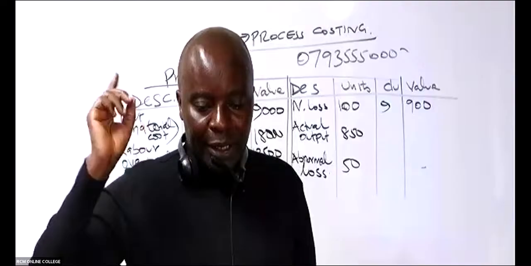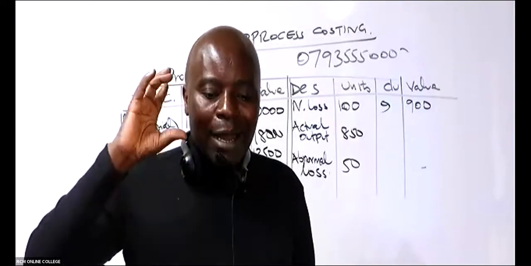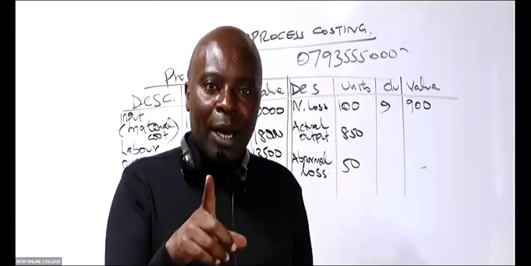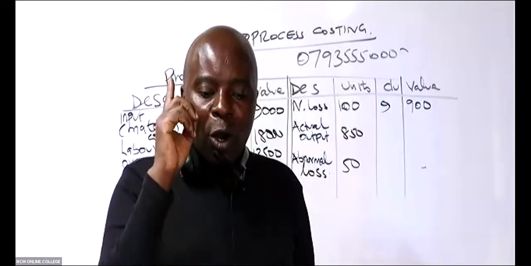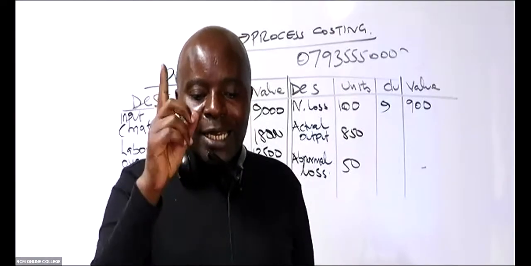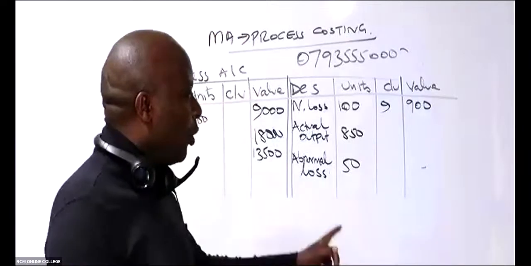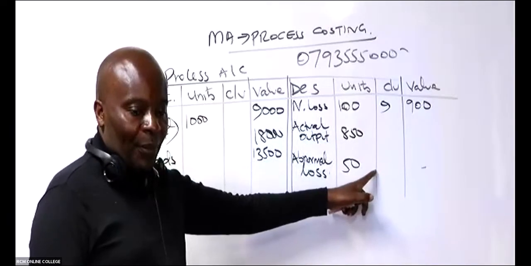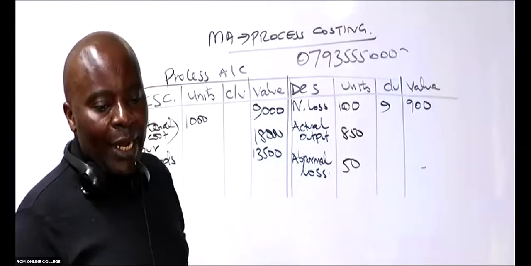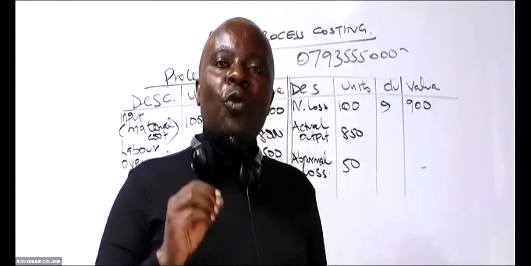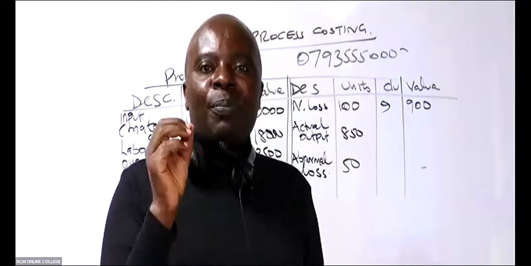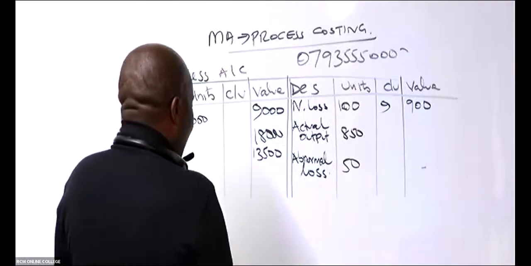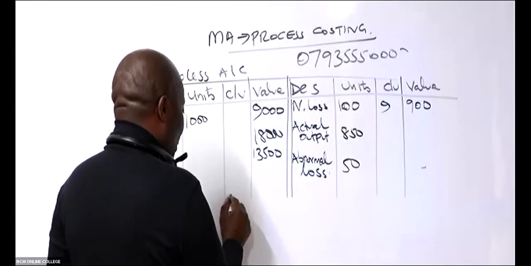I'm able to remember something. Abnormal loss, just like abnormal gain, shall always be valued at the same amount as our good units. They carry the same cost as the actual output. The cost you'll have here is the same cost you'll have here. So for the abnormal loss and the actual output valuation, you must use a process cost per unit formula. Ladies and gentlemen, are you able to remember the formula for process cost per unit?